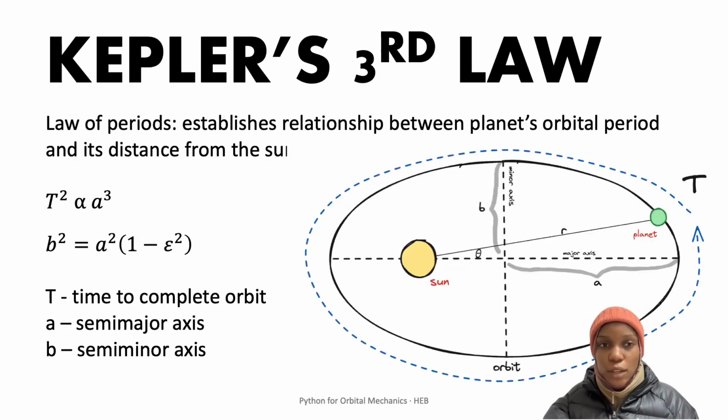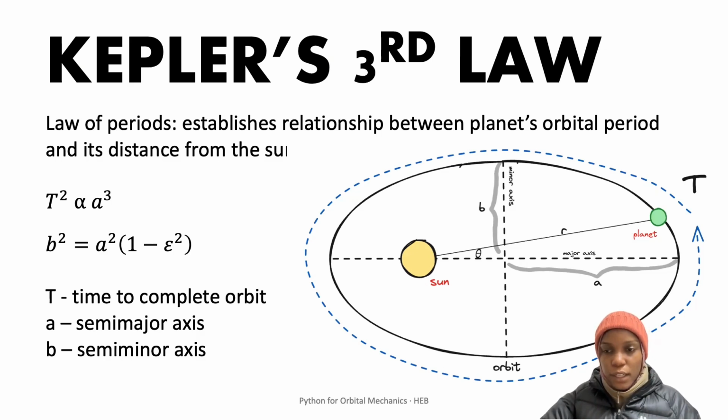So then his third law was the law of periods. So the law of periods establishes the relationship between a planet's orbital period and its distance from the sun. So it states that the square of the orbital period of the planet is directly proportional to the cube of the semi-major axis of the orbit.